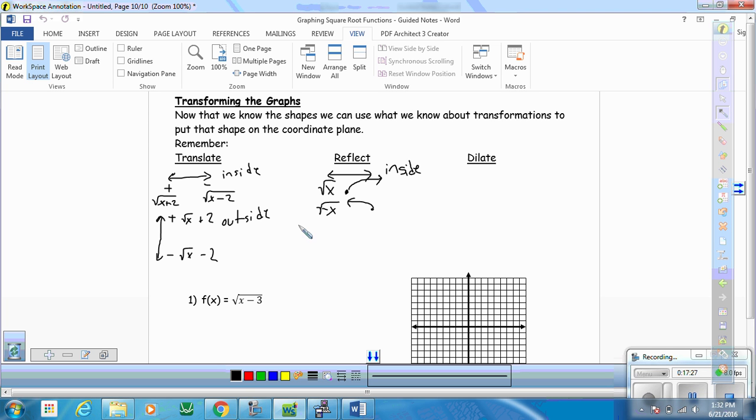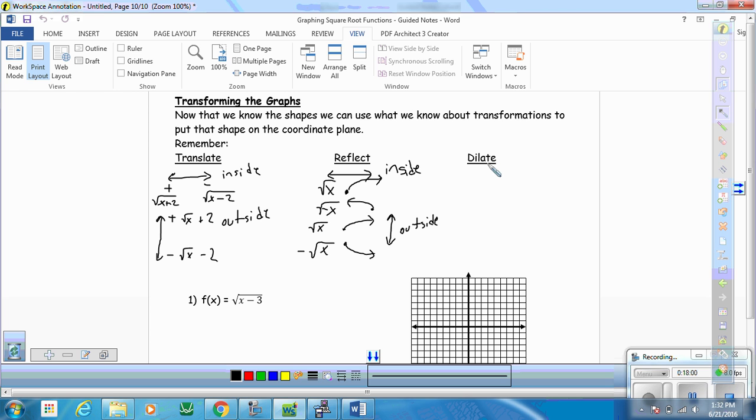If we want to flip it up and down, that's always outside, and that's true for all transformations. So if I've got just the positive square root of x, it is still going up the way it's supposed to. But if I put that negative outside of the square root, that's just going to flip it down. So I can go right or I can go left, depending on if there's a negative inside. And I can go up or I can go down, depending on whether there's a negative outside.